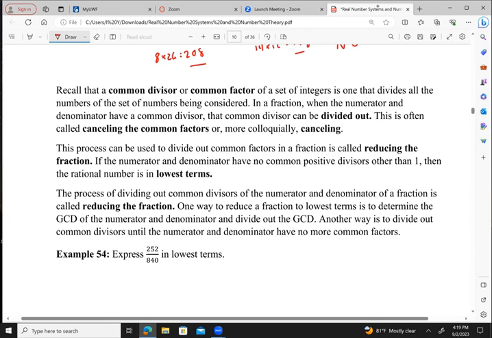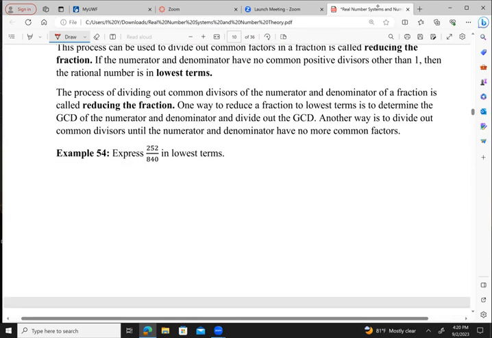One way to reduce a fraction to lowest terms is to determine the greatest common divisor of the numerator and denominator and divide out the GCD. Another way is to divide out common divisors until the numerator and denominator have no more common factors. So let's look at these two methods with this term, 252 divided by 840.